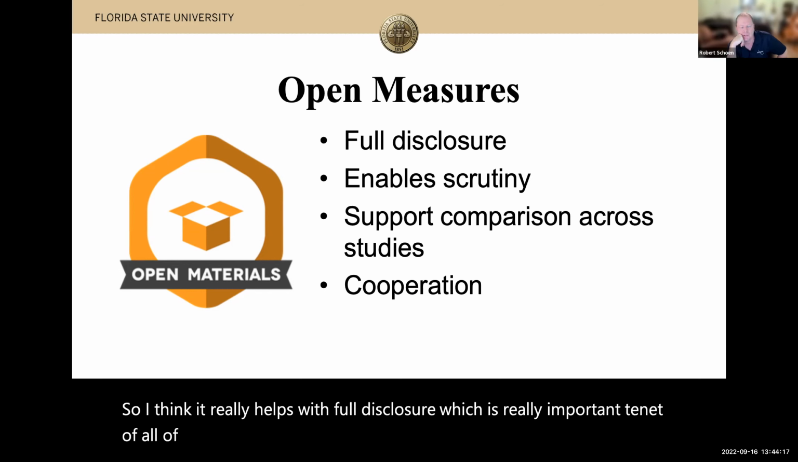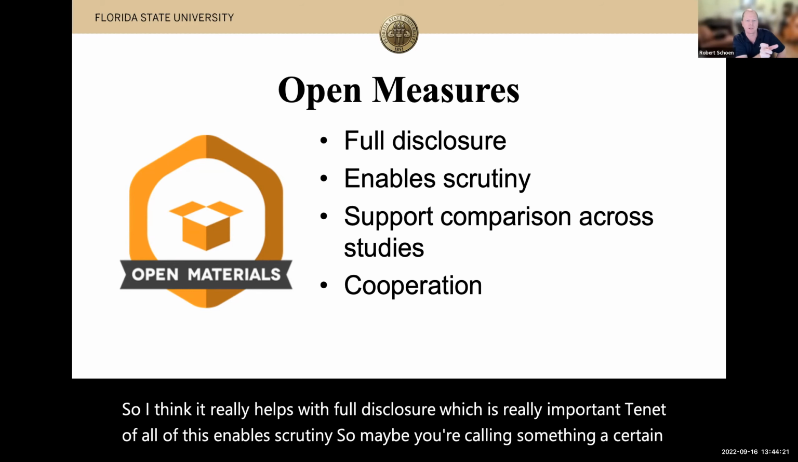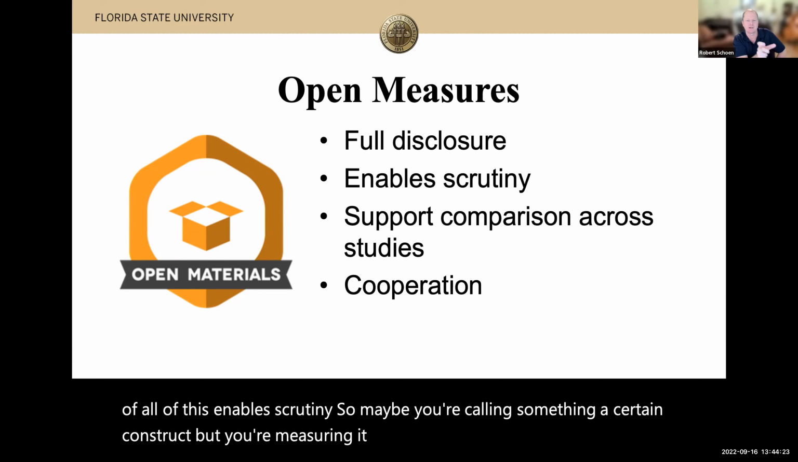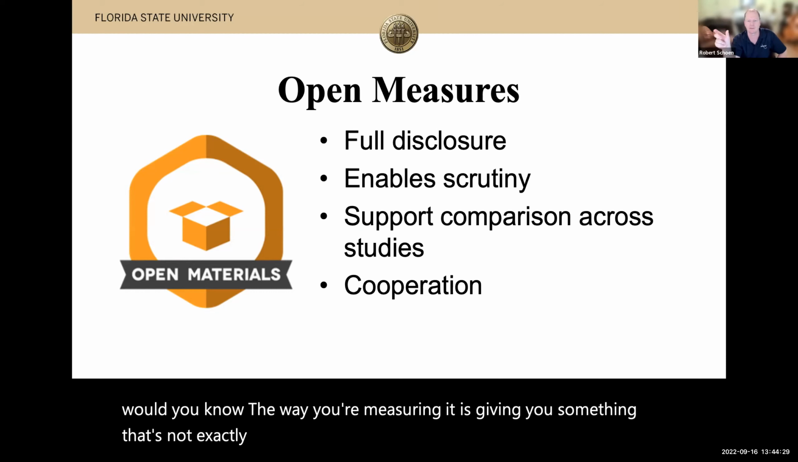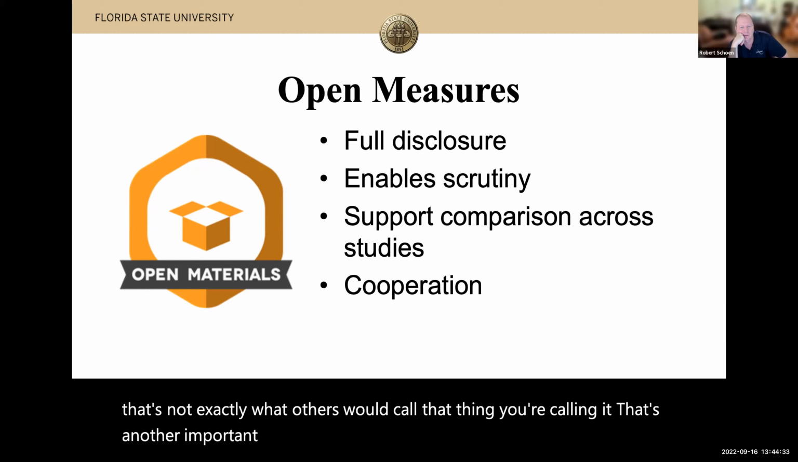It enables scrutiny. So maybe you're calling something a certain construct, but the way you're measuring it is giving you something that's not exactly what others would call that thing you're calling it. That's another important aspect in the whole open science idea.